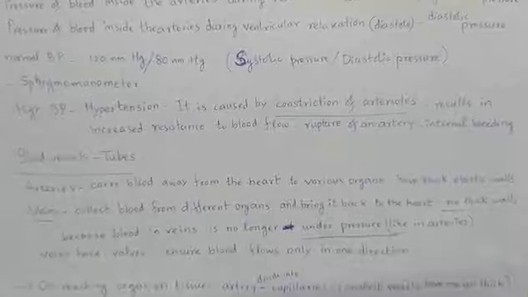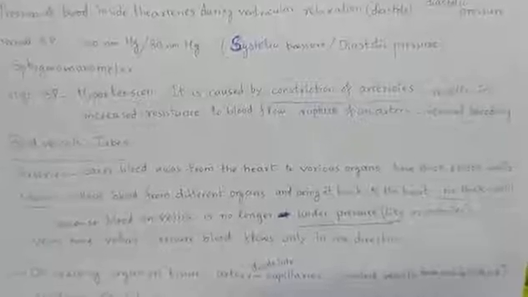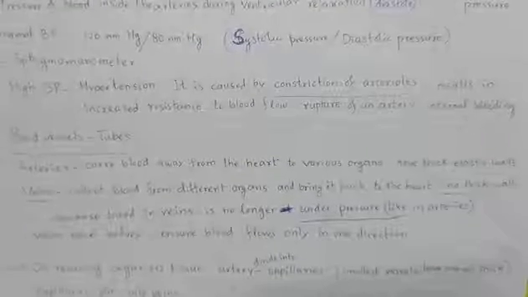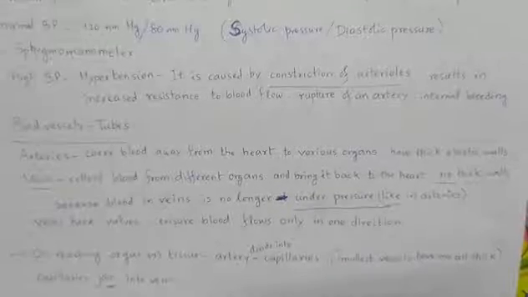But how to measure this BP or blood pressure? Blood pressure is measured by using an instrument known as sphygmomanometer. High BP is also known as hypertension.